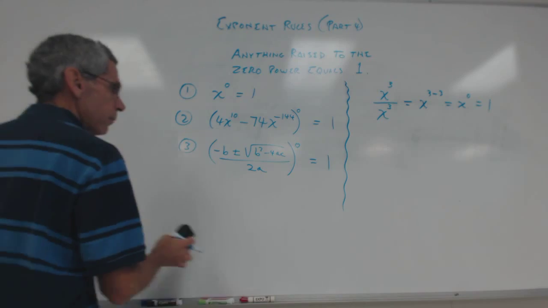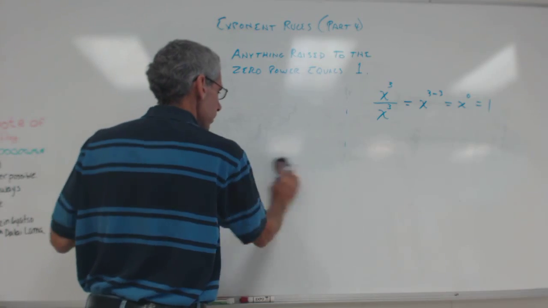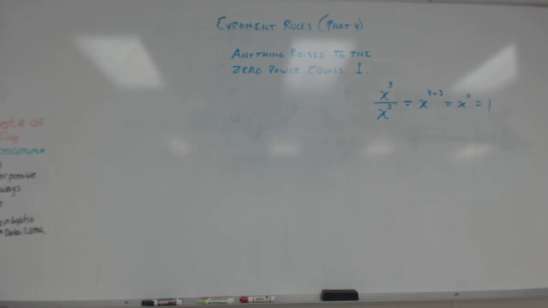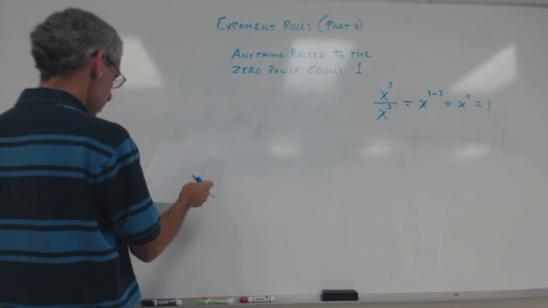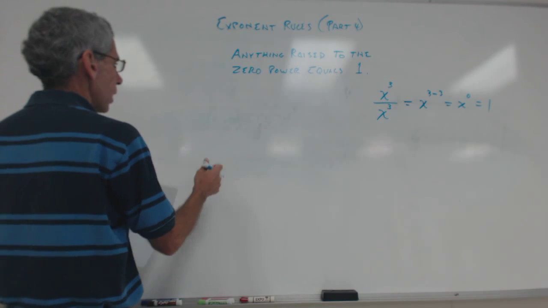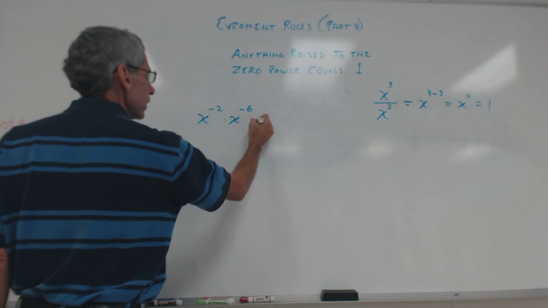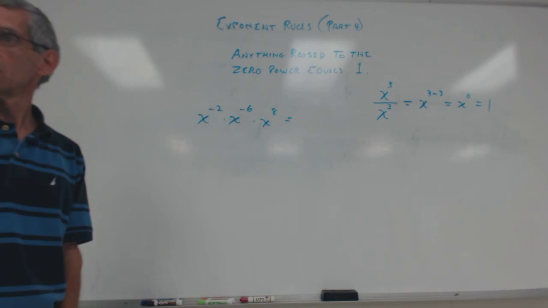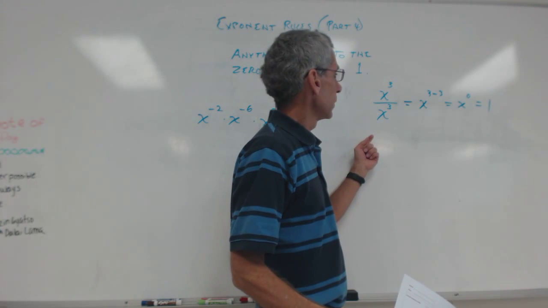Sometimes you'll see problems like this. What if I gave you x to the negative 2 times x to the negative 6 times x to the 8th? For that, do you have to do all the work, or can you just put 1?